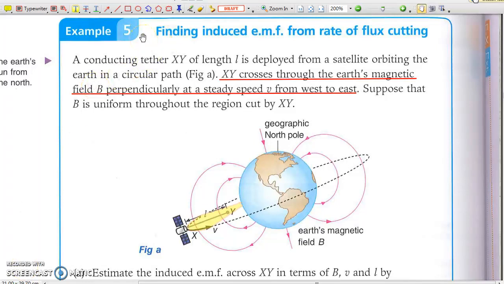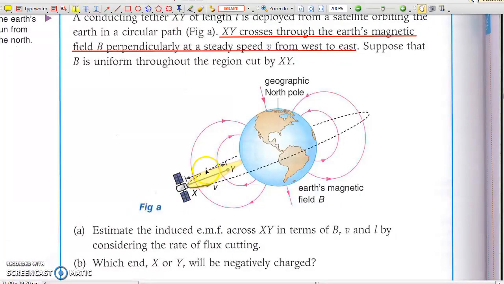Example 5. Finding induced EMF from rate of flux cutting. Refer to the figure below. The magnetic field lines of the Earth span from the geographic South Pole to the geographic North Pole as shown. When the satellite orbits the Earth above the equator, the conducting tether XY will cut many flux lines.